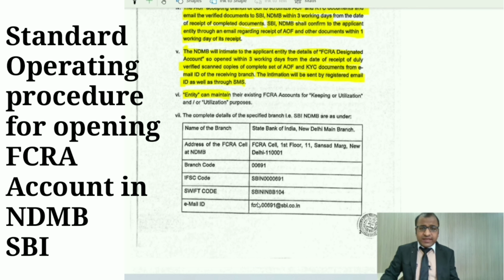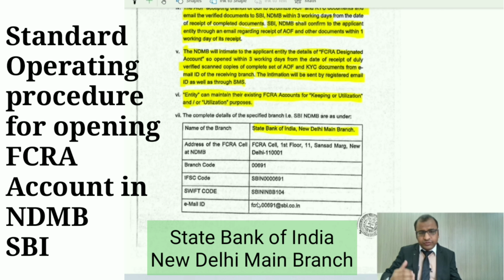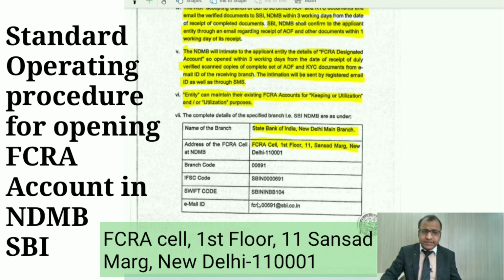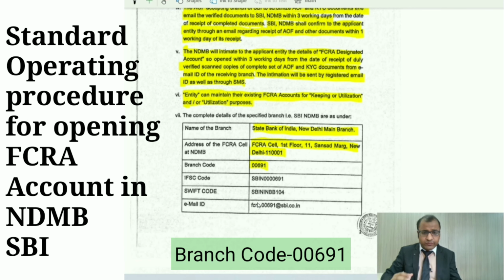The entity can maintain their existing FCRA accounts for keeping or utilization, and also the utilization accounts for utilizing the funds. The complete details of the specified branch have again been given in the SOPs so released. So the branch is the NDMB branch, which you all are well aware of till now. The address as given is 11 Sansad Marg, FCRA cell. The branch code is 00691.